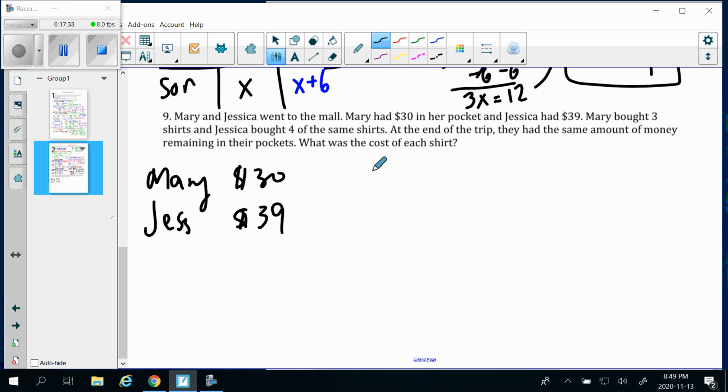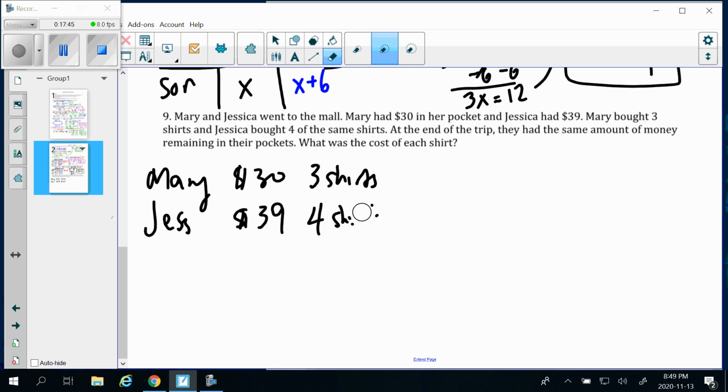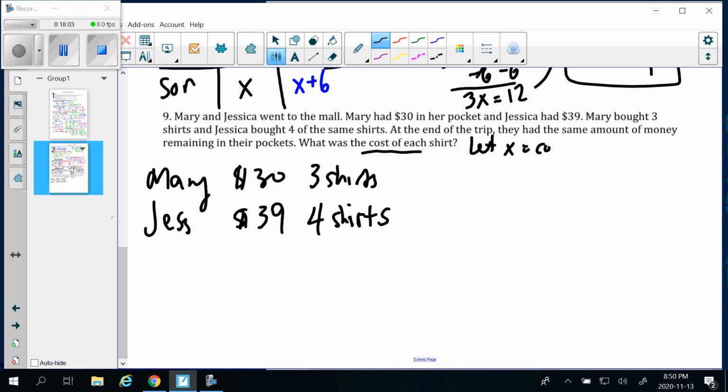Mary bought 3 shirts, and Jessica bought 4 of the same shirts. But at the end of the, that's not how you spell shirts. Okay. So at the end of the trip, they had the same amount of money remaining in their pocket. So it was the cost of each shirt. So because I'm looking for the cost of each shirt, I'm just going to let X equal the cost of each shirt.